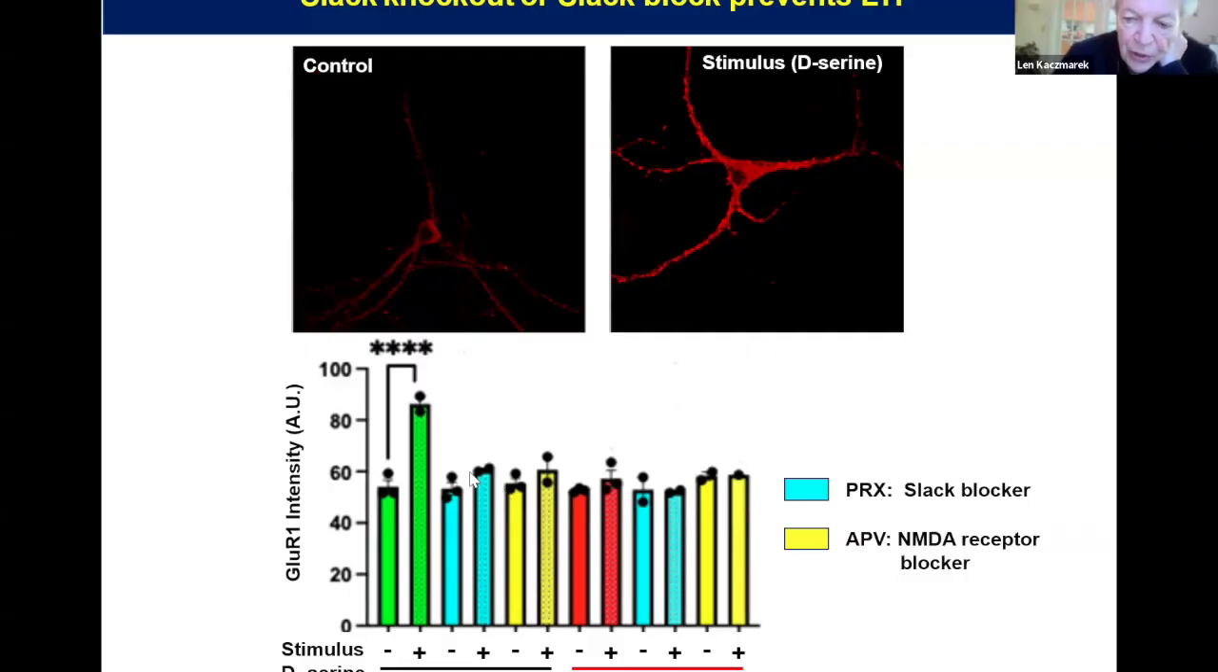If we simply give a drug that blocks SLAC channels, that no longer happens. It also doesn't happen if we give a drug that is well known to block long-term potentiation. But not only does the drug block it, but the animals that don't have the functioning SLAC channel, they also don't show this phenomenon at all. So we're actually spending a lot of time looking at the mechanism by which this is happening.